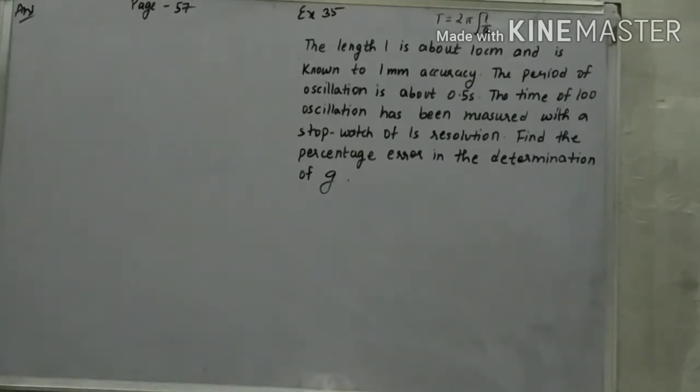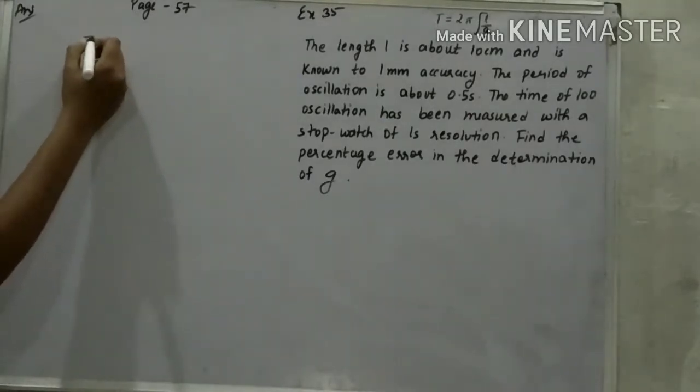The question is, the time period is given, that is 2 pi root L upon G. In that, length is about 10 centimeter and is known to 1 mm accuracy. The period of oscillation is about 0.5 second. The time of 100 oscillations has been measured with a stopwatch of 1 second resolution. Find the percentage error in the determination of G. So we have to calculate the percentage error in the determination of G.